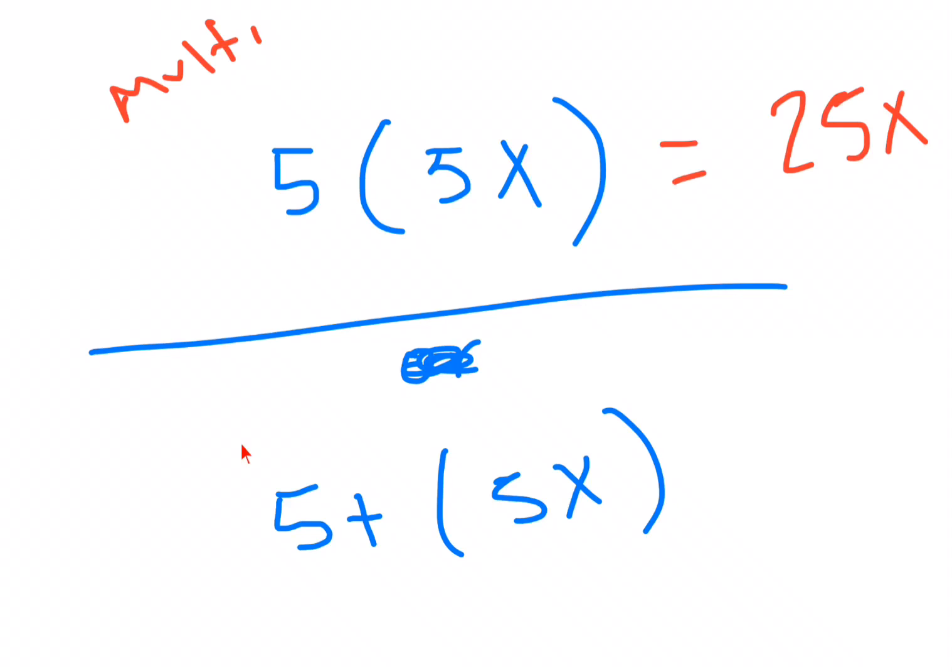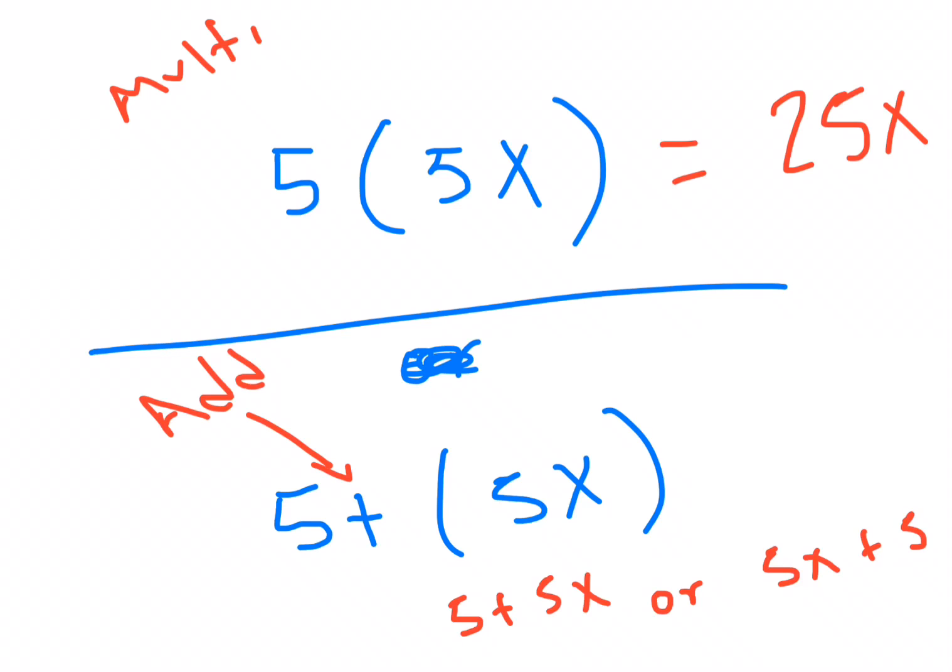Here, in this bottom one, you have 5 plus parentheses 5x. This plus, that means you're not going to multiply. You cannot distribute here. There's an addition sign. So all this is going to become is either 5 plus 5x, or 5x plus 5. Here we added because of our addition sign in between. Here we multiplied because there was nothing in between. Okay? Keep that in mind.